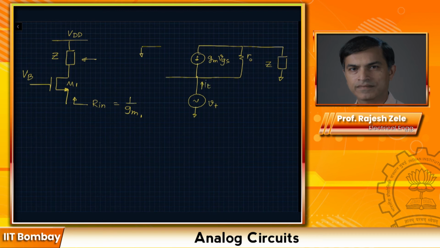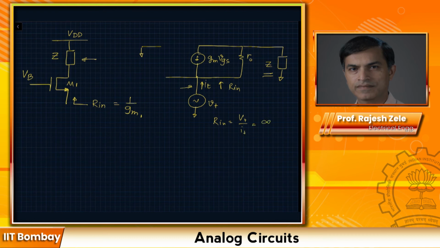Now you can quickly see that Rin is given by Vt divided by It. What I would like you to imagine is what happens if Z is equal to infinite. For example, it's a current source with a very high output resistance. You can quickly see that if Z is infinite, then the value of the current It is going to be 0. And if It is equal to 0, then the expression for Rin, which is equal to Vt divided by It, is going to be infinite.